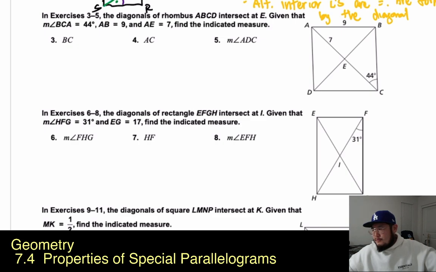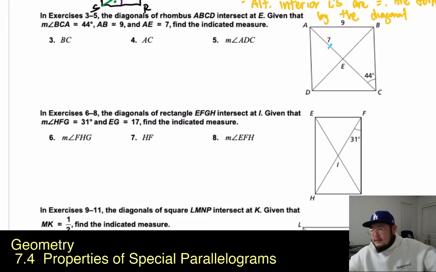So let's see. We could say that AE right here is congruent to EC. We should know that D to E right here is congruent to B to E. But what does that do for us with B to C? They list some of those special characteristics there. They give us A to E is 7. So that means that E to C is also 7.